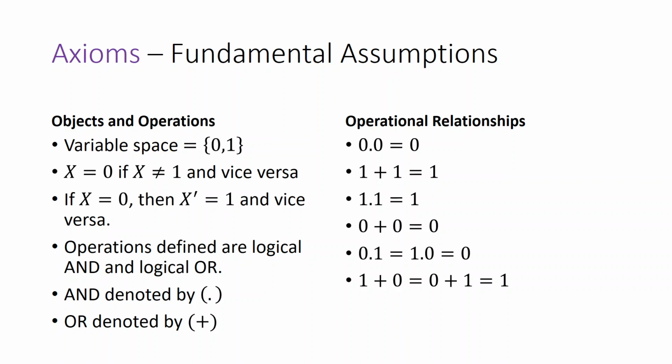So let us look into the objects and operations defined in Boolean algebra. In Boolean algebra, there are only two objects. These objects are the variables in Boolean algebra. So this variable space consists of only two objects. One of the objects is 0 and the other is 1. Only two objects, 0 and 1.